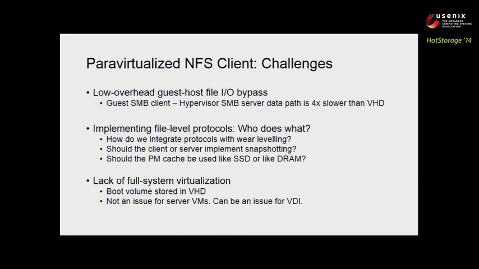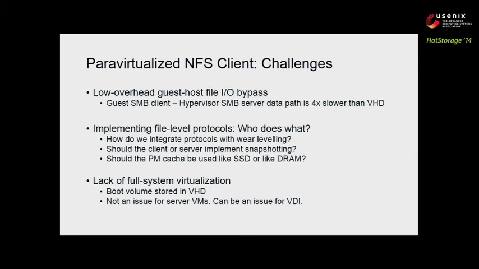However, there are many challenges associated with the approach. The first obvious one is that we would need a low overhead guest to host I/O propagation. We did an experiment where we simply ran a guest SMB client sending to a hypervisor SMB server, and this approach is clearly not practical because it's 4 times slower than VHD. So we need specific mechanisms to do it efficiently.